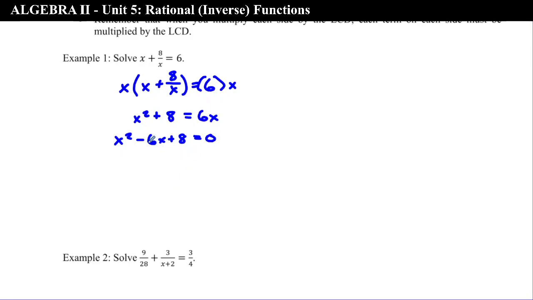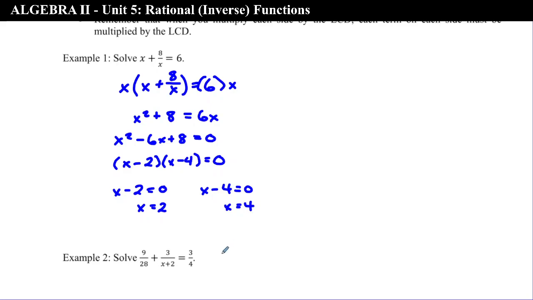So let's see, first of all, if we can factor it. And the good news is, yes, we can. This factors into x minus 2 times x minus 4. Since that did factor, we set each equal to 0, and we get x equals 2 and x equals 4. So our solutions are x equals 2 and x equals 4.